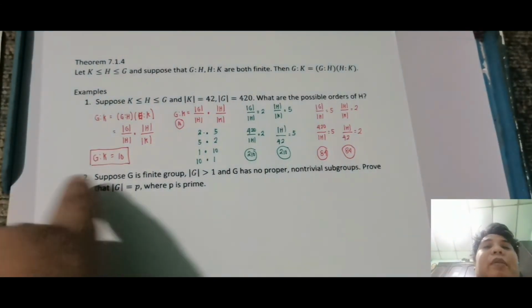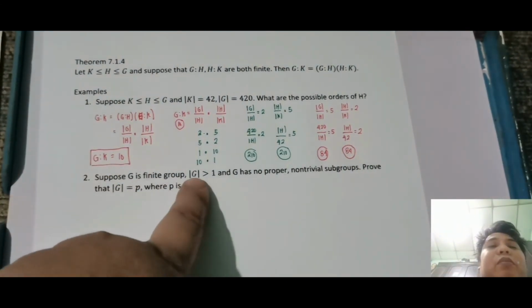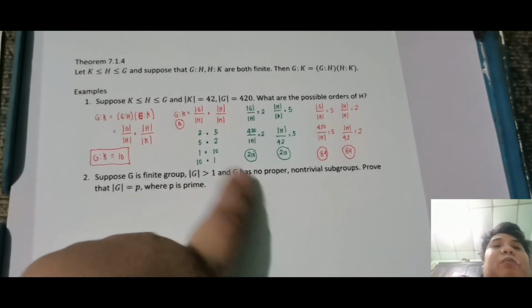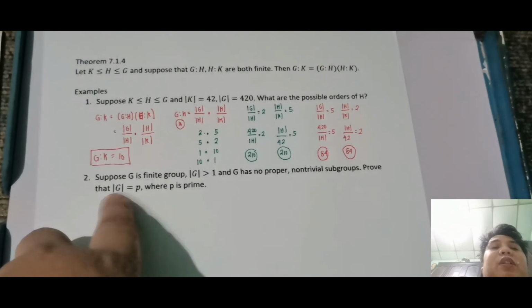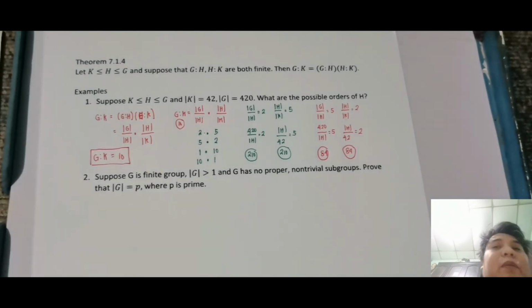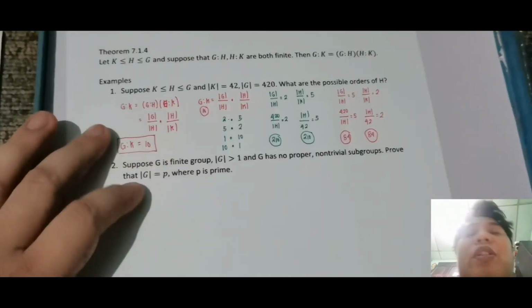Okay, so next is, syempre yung number 2: suppose that G is finite, the cardinality of G is greater than 1 and has no proper non-trivial subgroup. Prove that the order of G is P where P is prime. Okay, so I think I leave it as assignment. Hindi ko na siya ipoprove dyan, kasi kailangan kidugtong to eh. Okay, so now proceed tayo sa sunod.